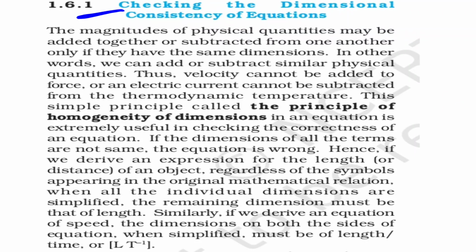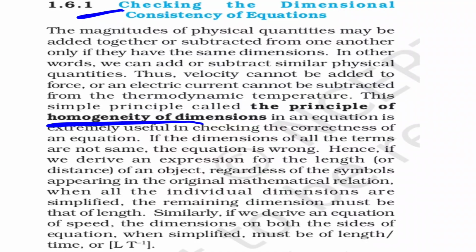Now, checking the dimensional consistency of equations. The magnitudes of physical quantities may be added together or subtracted from one another only if they have the same dimensions. In other words, we can add or subtract only similar physical quantities. Thus, velocity cannot be added to force, or an electric current cannot be subtracted from the thermodynamic temperature. This simple principle, called the principle of homogeneity of dimensions, is extremely useful in checking the correctness of an equation. If the dimensions of all the terms are not the same, the equation is wrong.